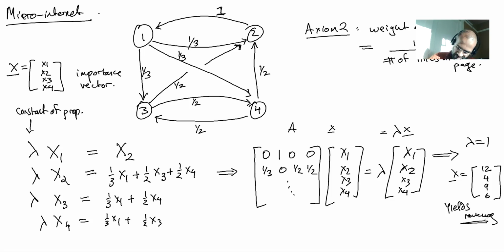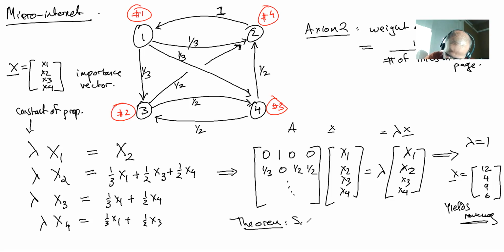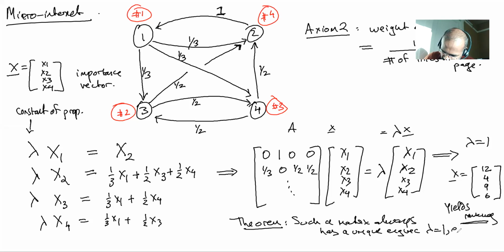So according to this, the most important web page here is number 1. The second one is number 3 because it has the second highest value. The third one is number 4. And the last one is number 2. Okay, so there's a theorem saying that such a matrix always has a unique eigenvector with lambda equals 1, and all the entries are positive.